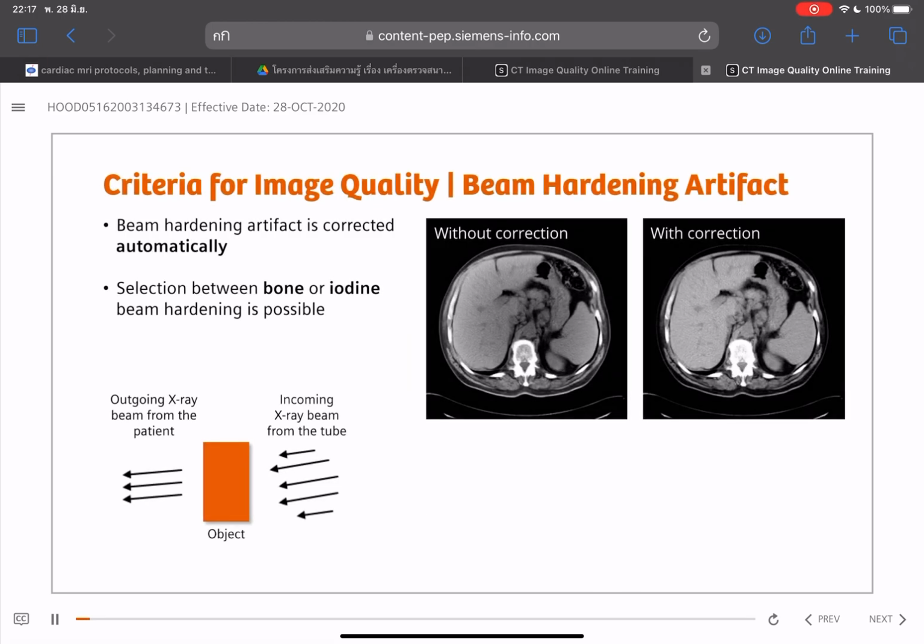The beam hardening effect is illustrated in the drawing. The length of the arrows represents the variable energy of the X-ray quanta in the emitted radiation beam. Low-energy quanta are selectively attenuated in the object, and the resulting X-ray spectrum shifts to higher energies. This effect is called beam hardening. The beam hardening artifact is corrected automatically by the system. A selection between bone or iodine beam hardening is possible.